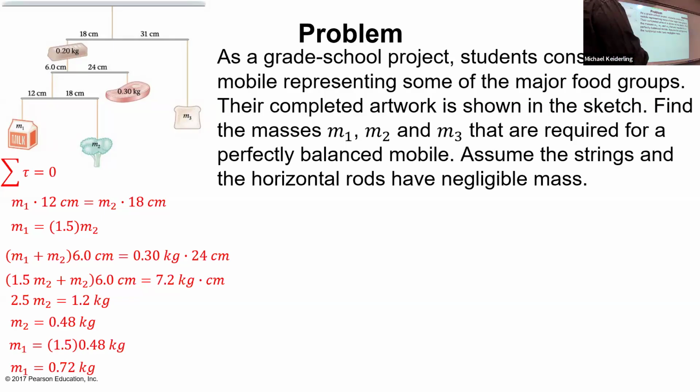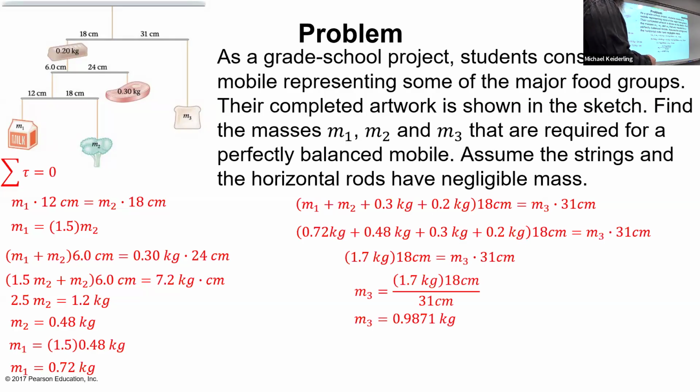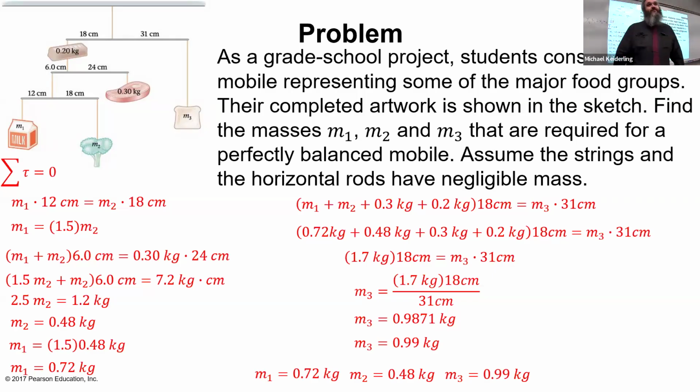And then we can work our way up to this. Here, at 18 centimeters, we have 0.2 kilograms plus 0.3 kilograms plus M1 plus M2, times 18 centimeters, equals M3 times 31 centimeters. We know what M1 and M2 are, so we can plug those in. 0.72 plus 0.48 plus 0.3 plus 0.2 kilograms, which is 1.7 kilograms, times 18 centimeters equals M3 times 31 centimeters. So M3 is 1.7 times 18 divided by 31, which is 0.9871, or 0.99 kilograms. So M1 is 0.72 kilograms, M2 is 0.48 kilograms, and M3 is 0.99 kilograms.